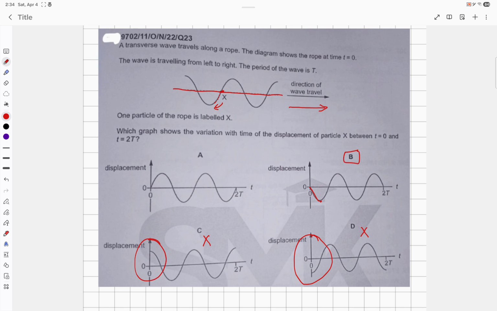And try to remember this method. This will be applied every time when we have a progressive wave and we need to find how the particle displaces with respect to time. Okay, if the wave travels from left to right, start thinking of the displacement of the particle from right to left. Okay, thank you very much.